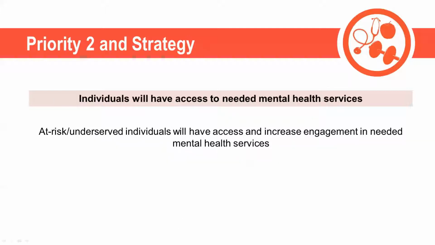Priority 2 is individuals will have access to needed mental health services. Needed is critical. This will be part of demonstrating or being successful in the application itself. You'll have to demonstrate how the mental health services you're providing are needed. The clientele that we're trying to target are at risk and underserved. So you need to, again, demonstrate how the population you're serving is at risk or underserved. And how is this helping to have access and increase engagement within these needed mental health services? So how is your service unique or positioning itself to be able to increase engagement of this needed mental health service?